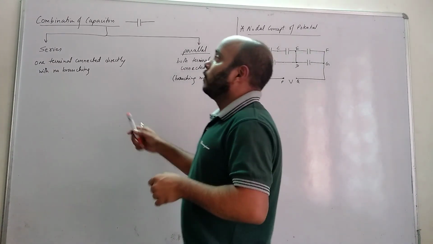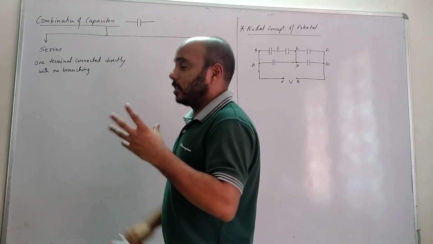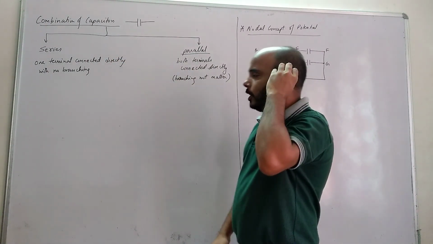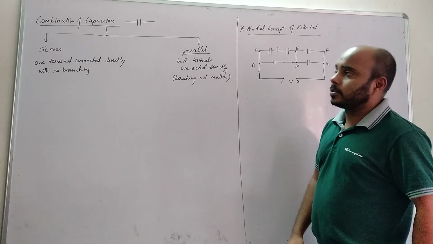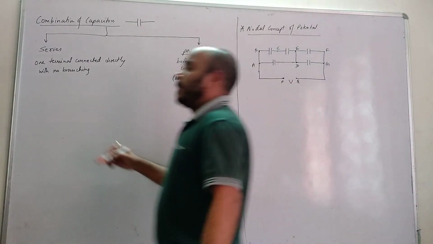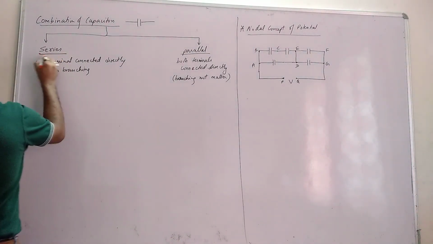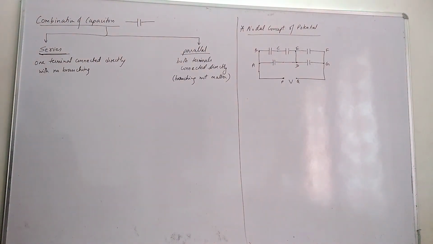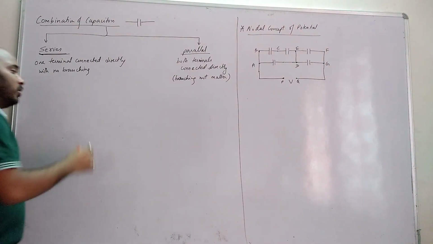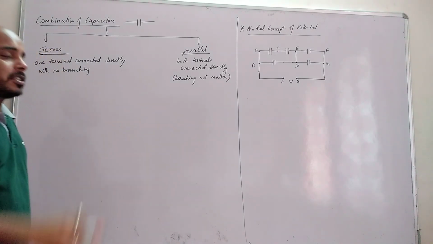Now when I connect a capacitor in a circuit, it can be connected in two different ways. These are called combinations: series connection or parallel connection. Now you need to understand how to identify a series or a parallel combination. Like in class 10, you understood series and parallel also, right?